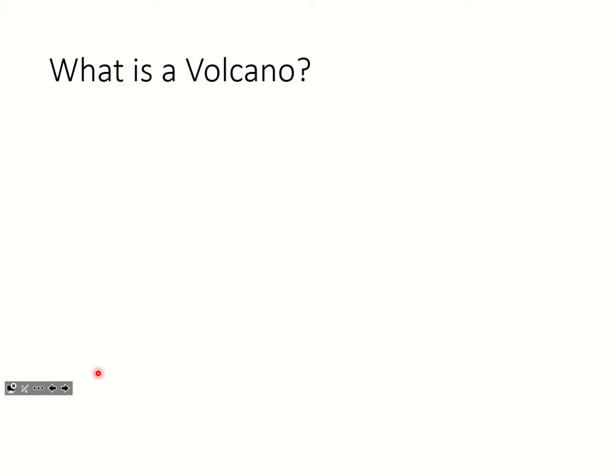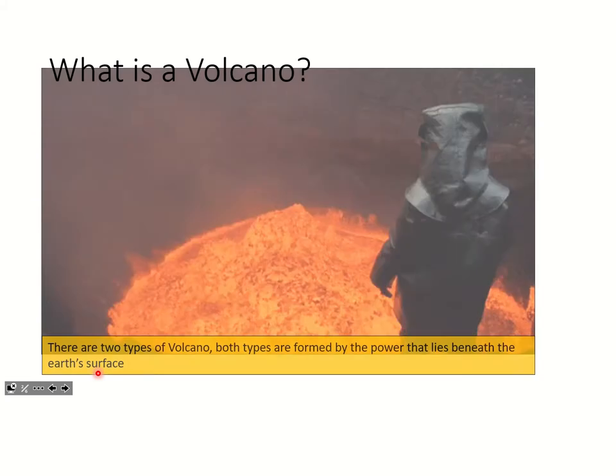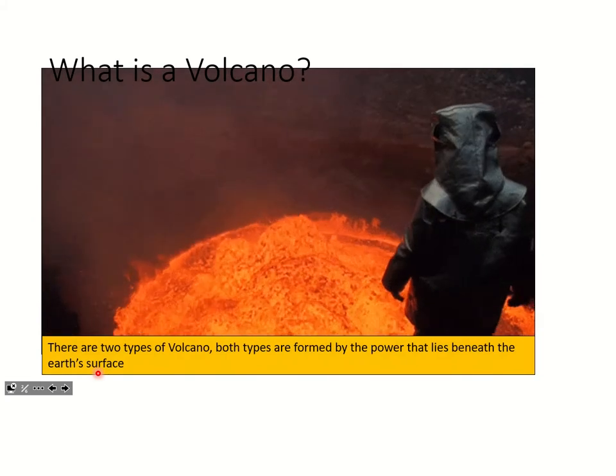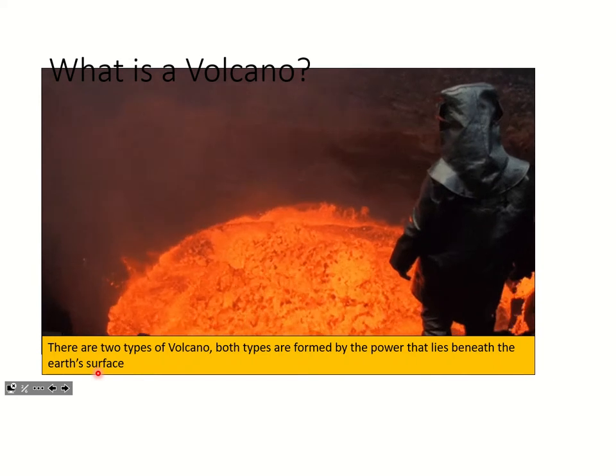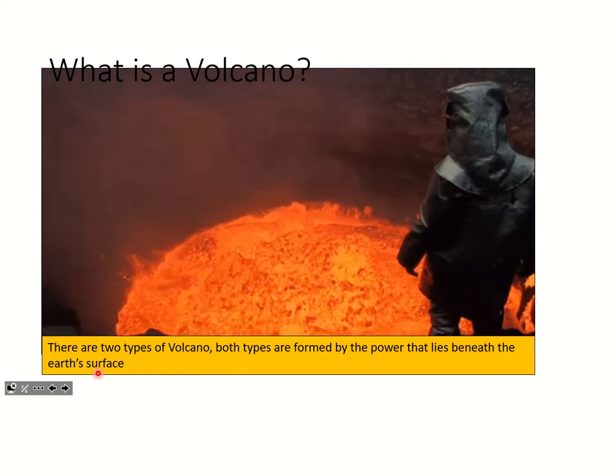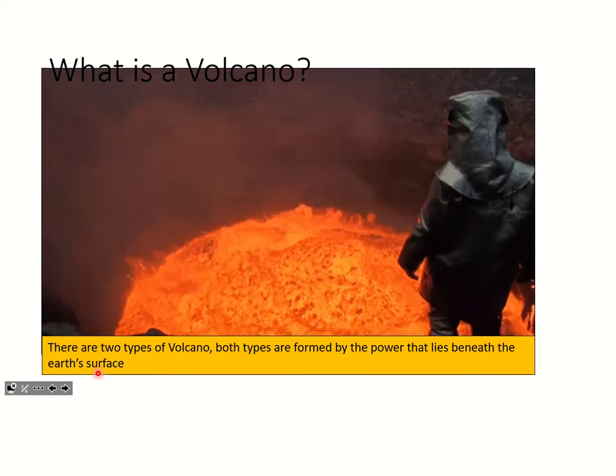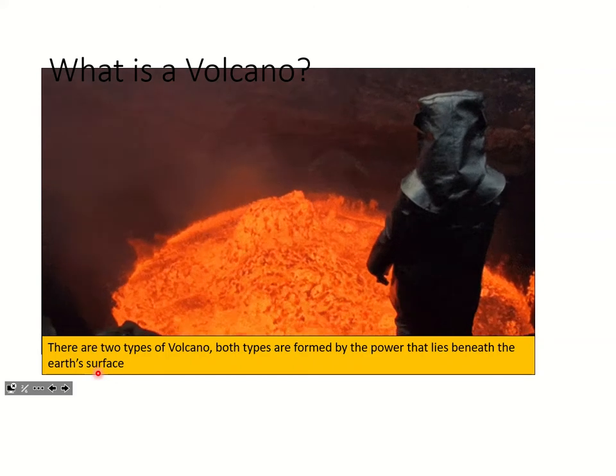Okay, so let's get started with what is a volcano. Basically, a volcano occurs where magma forces its way through the crust of the Earth. And here you can see that happening. Where the magma forces its way through the crust of the Earth, it turns into lava.